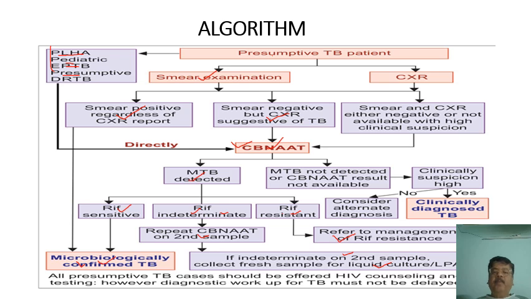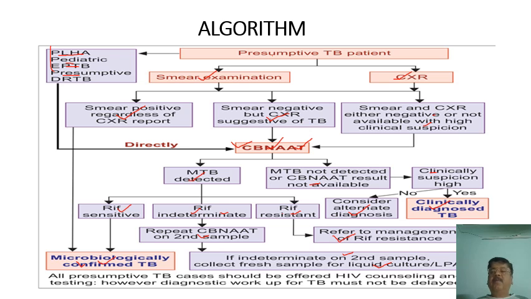Then if Mycobacterium is not detected in CBNAAT, or the result is not available, then depending upon the clinical suspicion, it can be diagnosed clinically. If clinical suspicion is not there, consider an alternate diagnosis. Then another is the chest X-ray. Here, if smear and chest X-ray are either negative or not available with high clinical suspicion, we have to go for CBNAAT, and again the same algorithm should be followed.